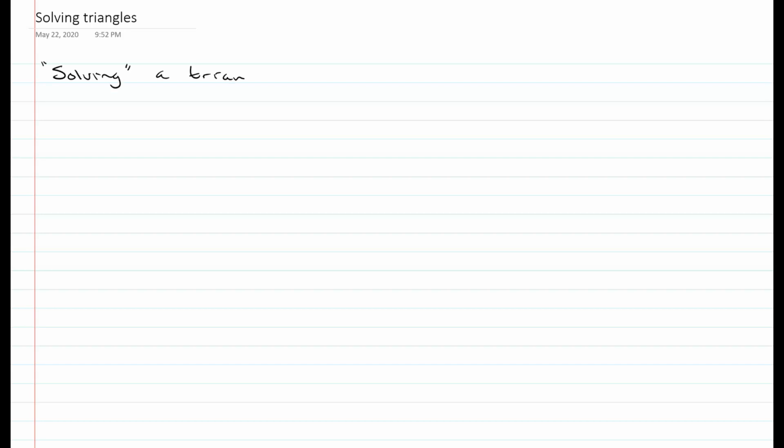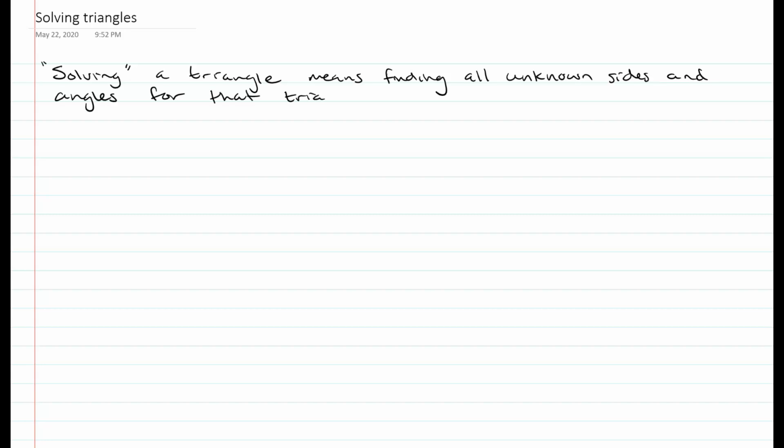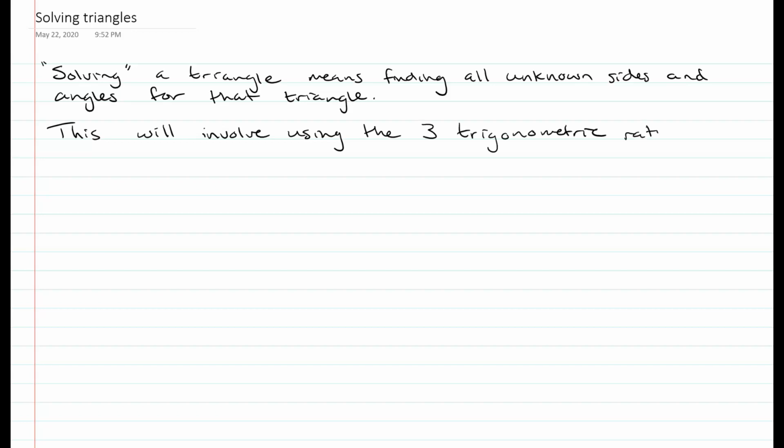Solving triangles is what we call finding all missing sides and angles in a triangle. So solving a triangle means finding all unknowns for that triangle. This will involve using all three of our primary trigonometric ratios.